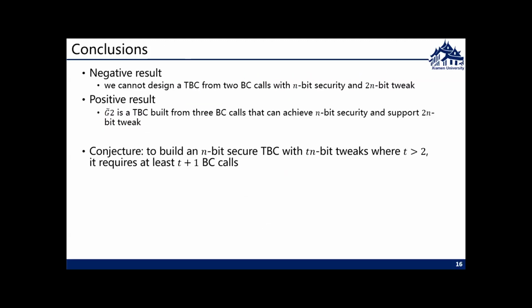As a conclusion, we show a negative result: we cannot design a TBC from 2 block cipher cores with n-bit security and 2n-bit tweak. We also show the positive result that we propose a construction G2, a TBC built from 3 block cipher cores that achieves n-bit security and supports a 2n-bit tweak. There is also a very natural construction to build an n-bit secure TBC with a tn-bit tweak. It requires at least t+1 block cipher cores. This construction is true for the n-bit tweak and 2n-bit tweak. Maybe it will be true for a 3n-bit tweak or more than that. Okay, thank you.